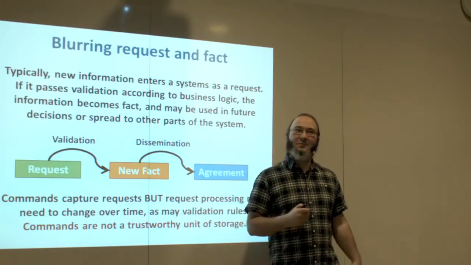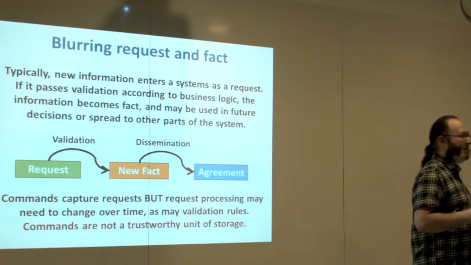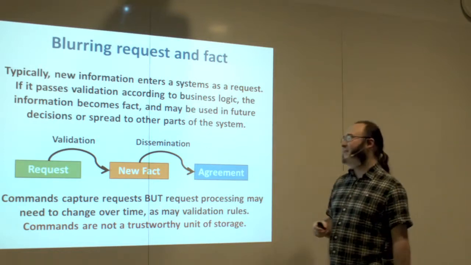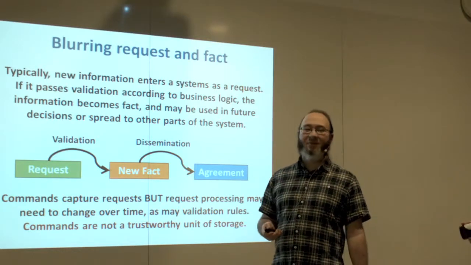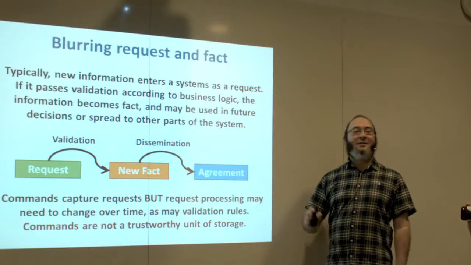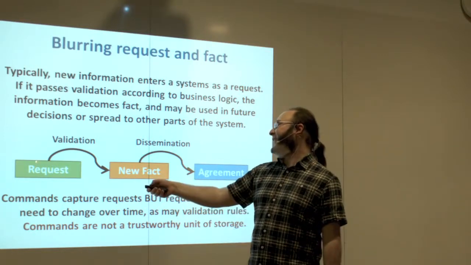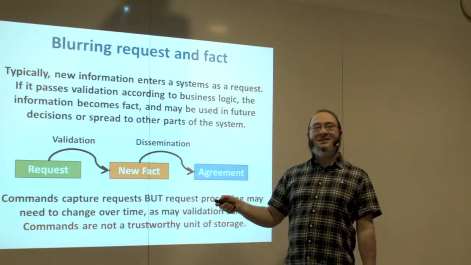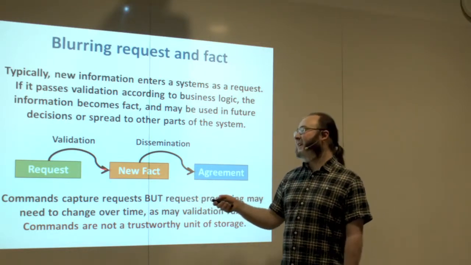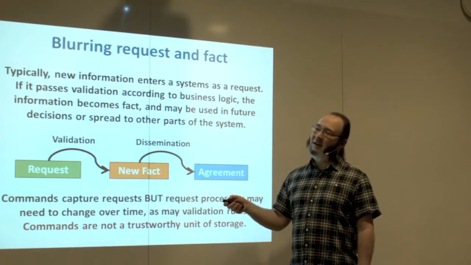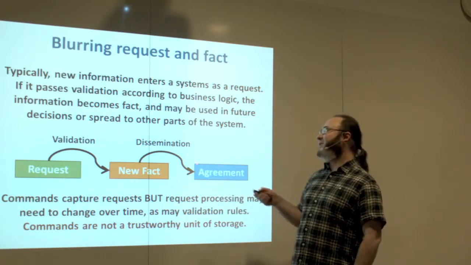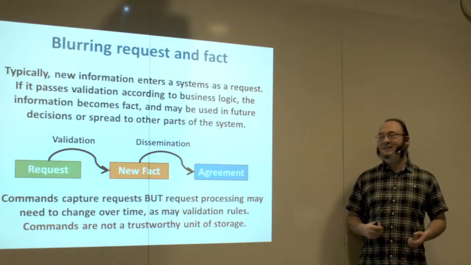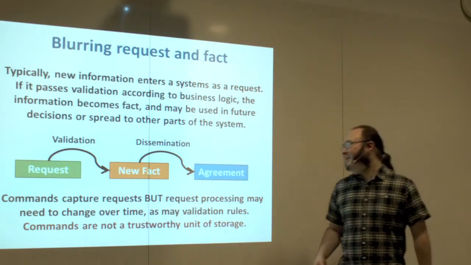Most systems, or most things that go on in a system, can basically be represented as 3 steps. This is my every system ever diagram. Basically we get a request in, we do some validation on it. If we accept the information within it, we get a new fact, which we decide is now true, and then we disseminate it. And that's basically most systems.